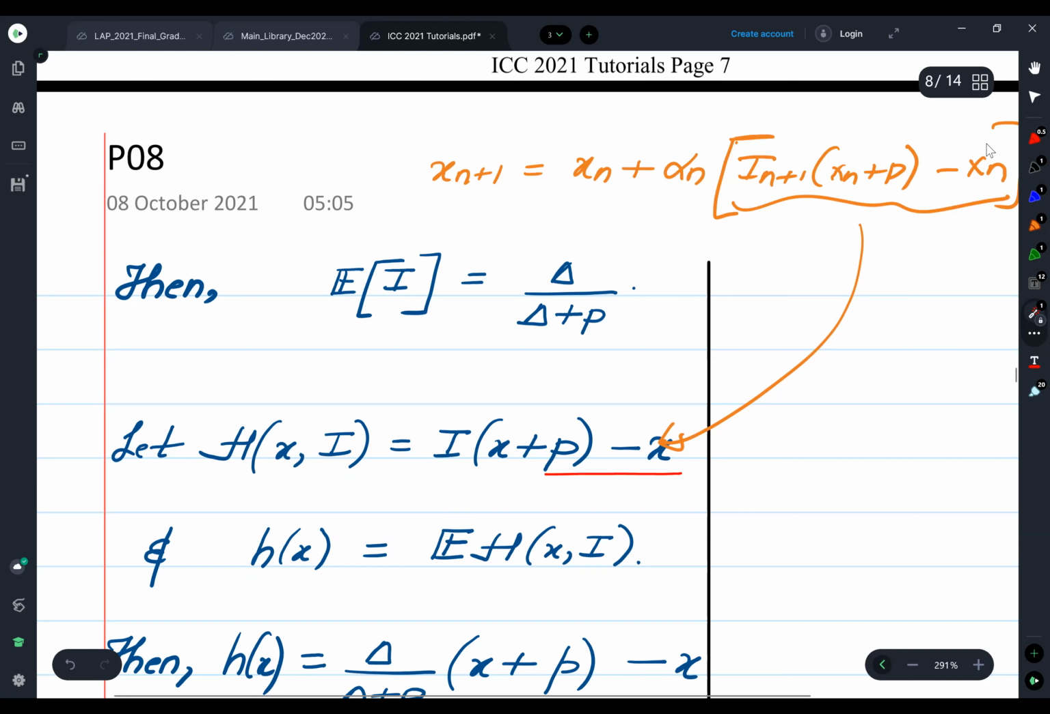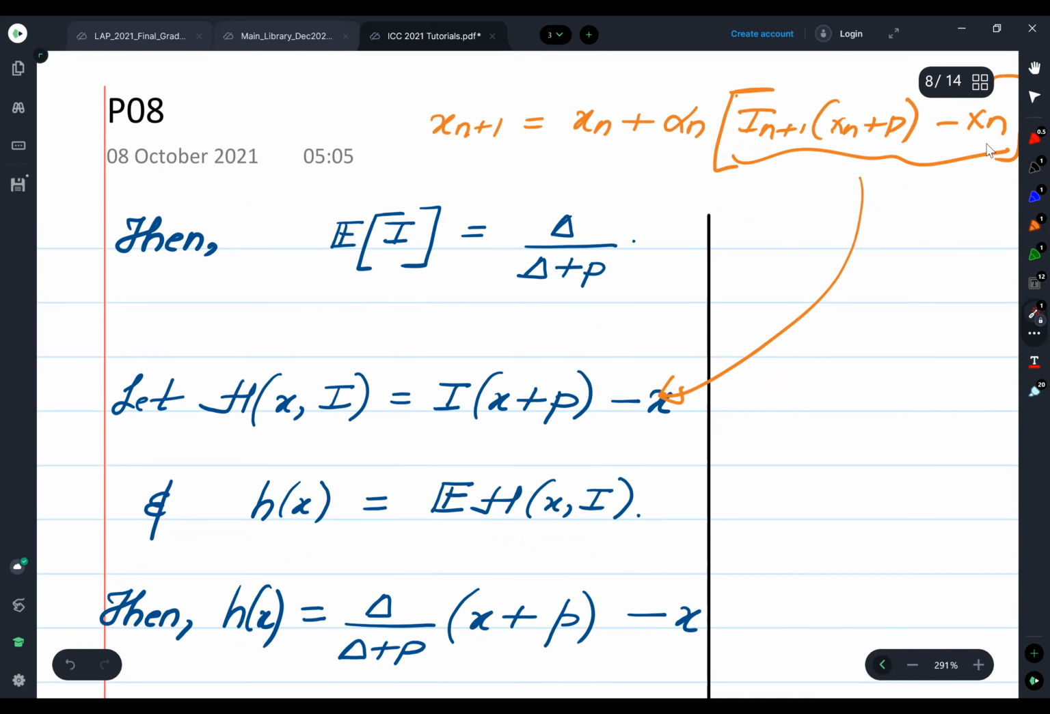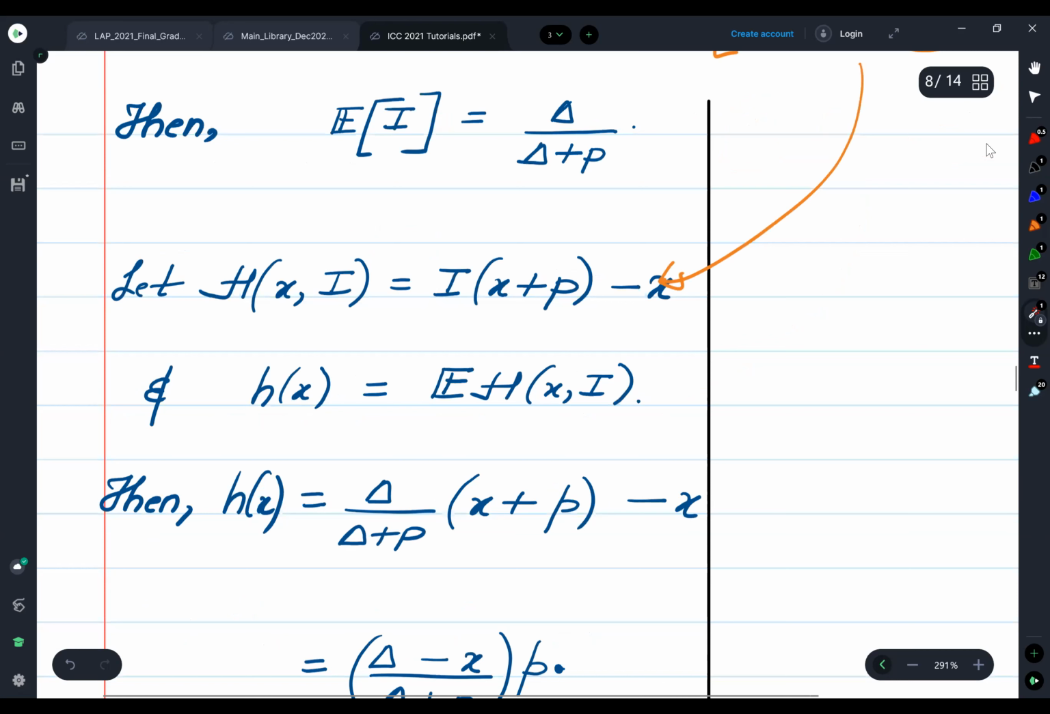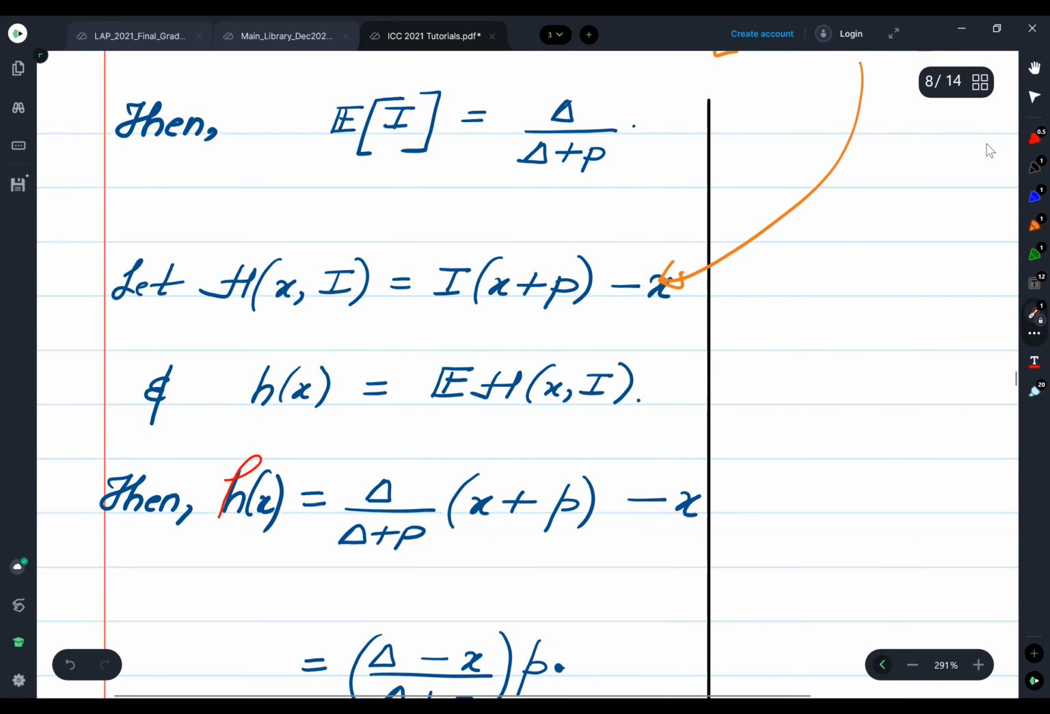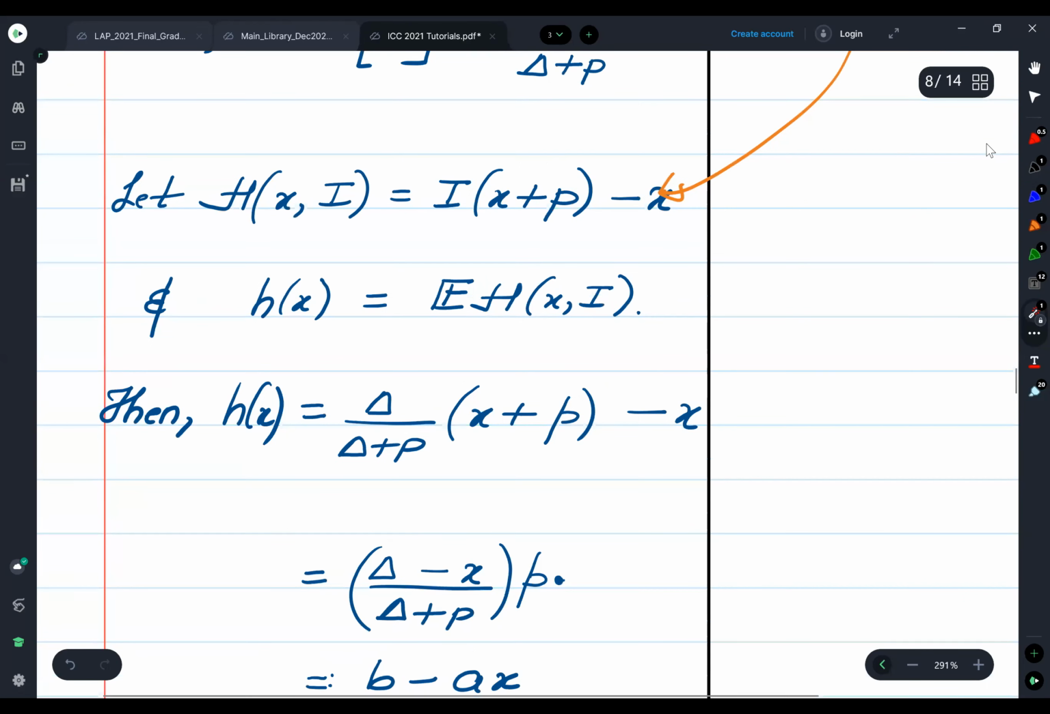Everything else is either the input or a deterministic constant, right? So the only thing that is random is I. If you take the expectation of this function with respect to I, you can see that this little h function satisfies the following property. The expected value of I is just delta over delta plus p. So I've copied this x plus p as it is, and the x over here comes down as it is.